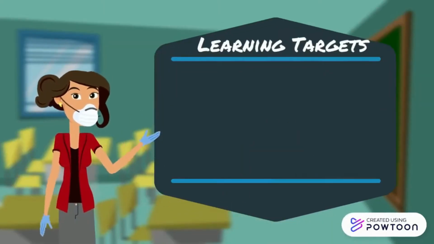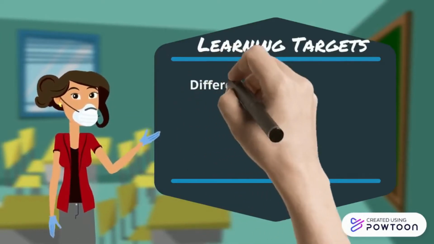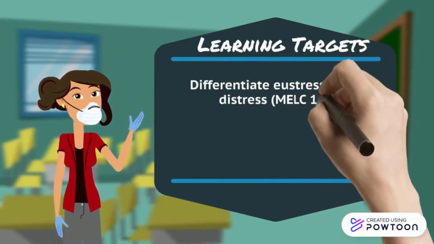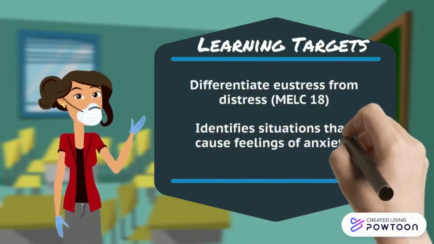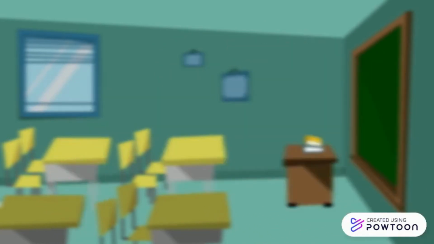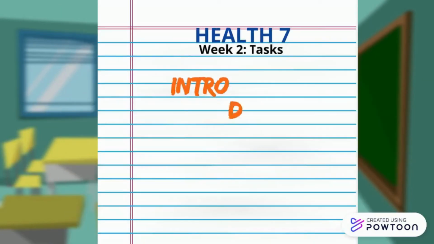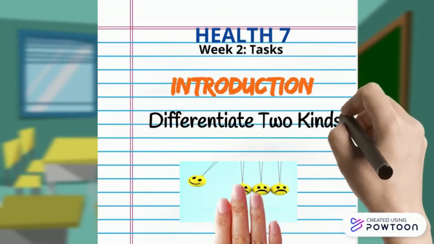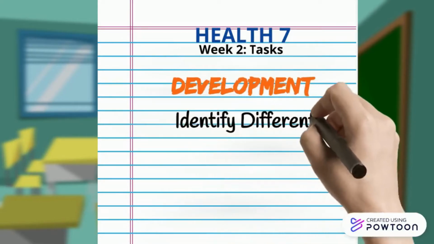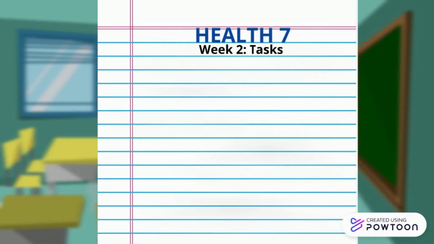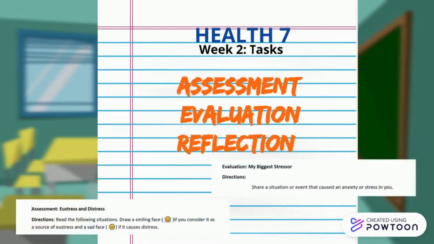Here are our MELCs, or most essential learning competencies, for today based on Pivot BOW. 1. Differentiate eustress from distress. And 2. Identify situations that cause feelings of anxiety or stress. As for your tasks for this week, you will 1. Differentiate two kinds of stress. 2. Identify different stressors. And 3. Work on the assessment, evaluation, and reflection tasks.